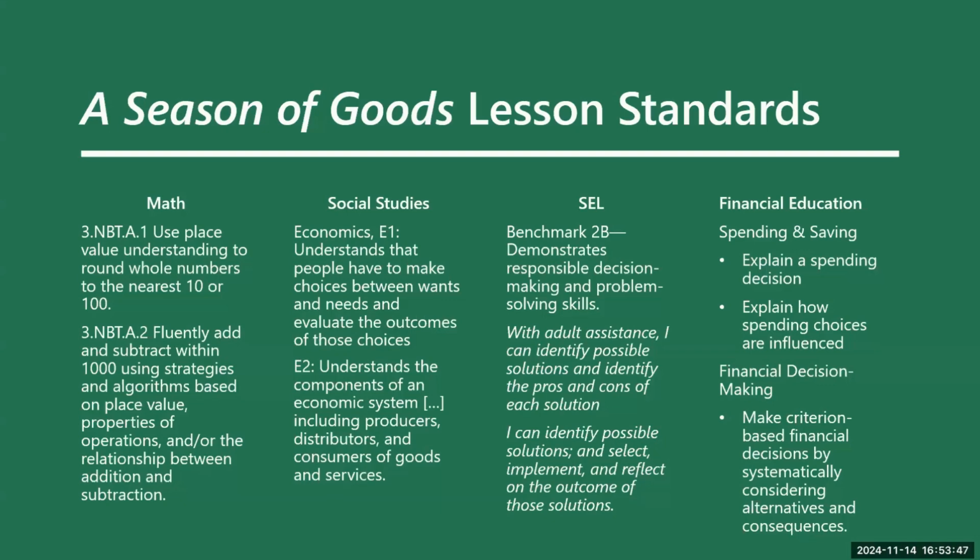And then here are the standards that we hit in just that short little lesson and activity. In math, you're hitting your number space 10, rounding, adding and subtracting anytime you're totaling something or finding change. Social studies, we are hitting your economics, understanding the components of the system and understanding choices between needs and wants. We're definitely doing decision-making and problem solving for social emotional learning. That's benchmark 2B. And then with financial education, we're covering spending and saving and financial decision-making.